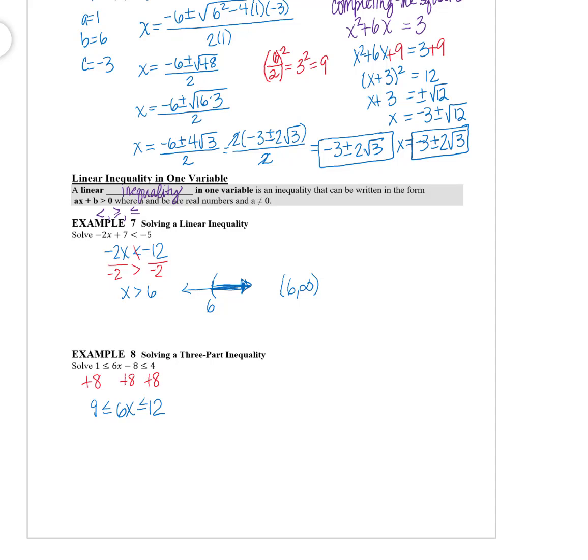And then getting x by itself, we have to divide all 3 parts by 6. Simplifying the fractions, we have 3/2 is less than or equal to x, which is less than or equal to 2. So any number that's between 3/2 and 2, including the endpoints, will satisfy this inequality. To show that the endpoints are included, because there are equal signs, we use brackets. And the same thing with the interval notation. We have 3/2 to 2, brackets around those. So any point that's in that interval will satisfy that inequality.